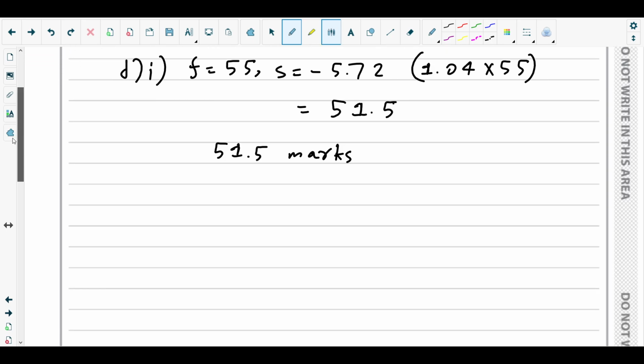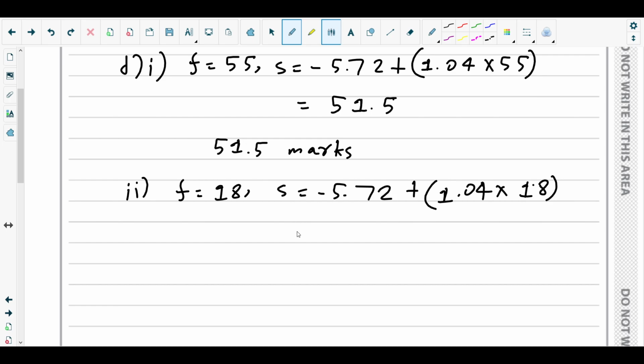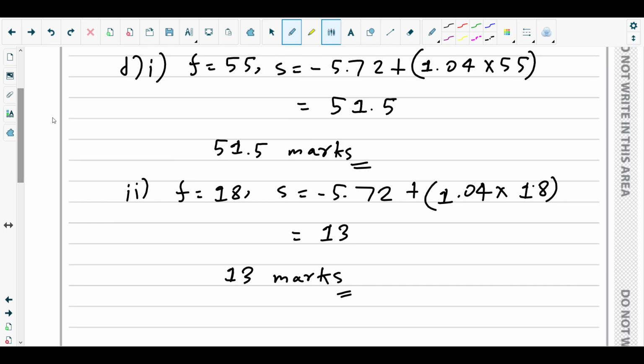Okay, that's it. And for part 2 they asked for F equals 18, right? If F equals 18, then S would be negative 5.72 plus 1.04 times 18, which gives you only 13 marks. So for part 2 the answer is 13 marks. If they were to sit the exam, we estimate that they would get 51.5 marks and 13 marks respectively.